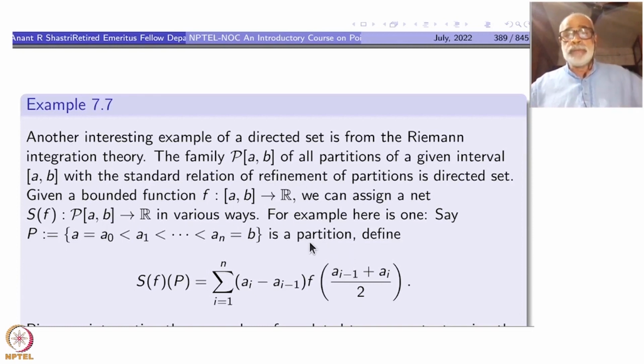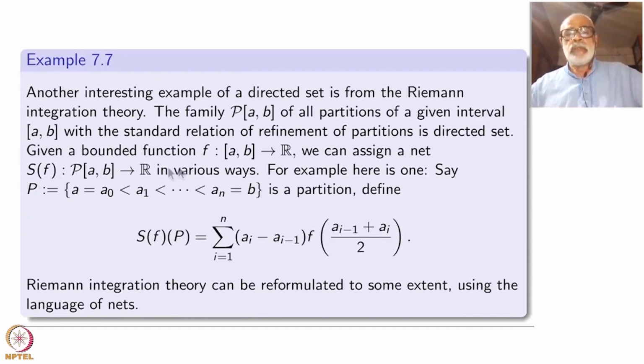So, for example, suppose P is a partition like this. I am defining this S_F, the sum associated with F at P, meaning corresponding to the partition P, where F is a bounded function: the sum of A_i minus A_{i-1}, this is the length of the interval, multiplied by the value of the function at the midpoint of the interval. Take the sum. Okay. So such things are studied, and then you go on refining these partitions, right?